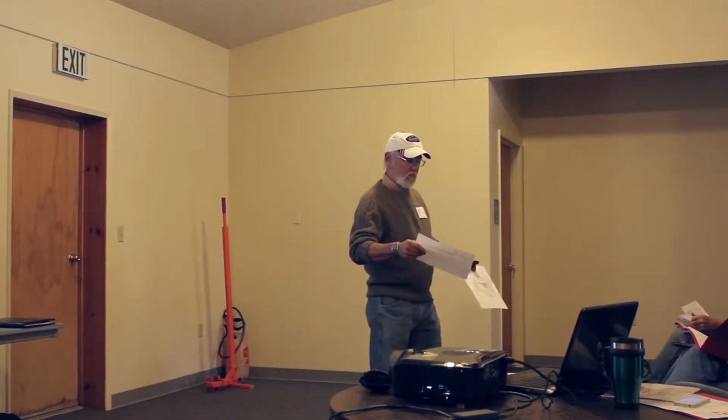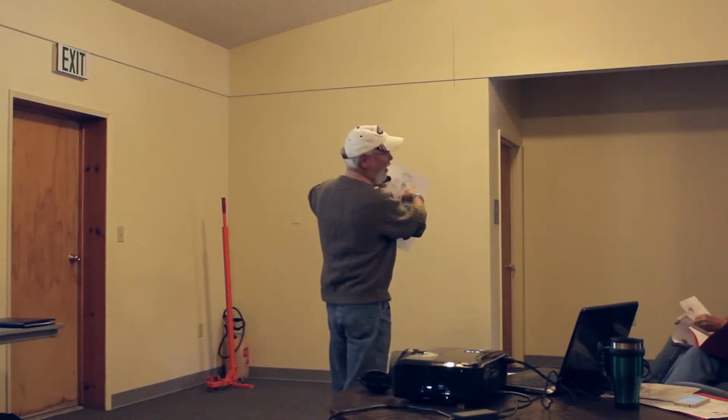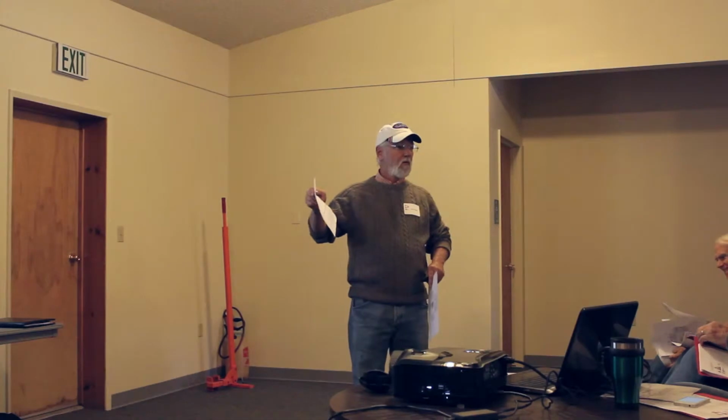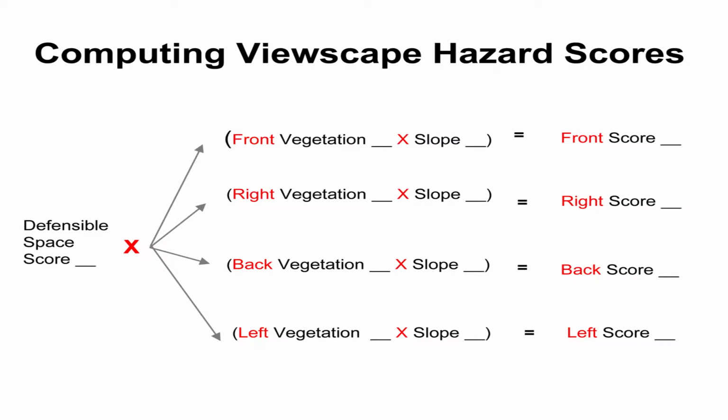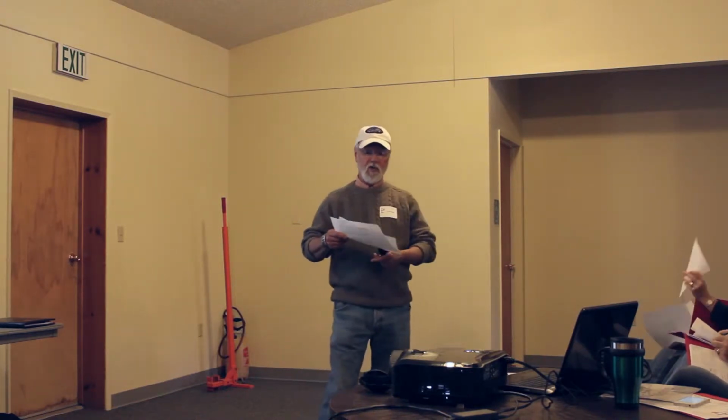In your handout, in your packet, there are a couple of sheets that look like this. One has a building in the middle and some information around it. The other, on the right-hand side of your packet, is this form for computing viewscape hazard scores. I went home last week after we had a meeting, knowing I'd have to talk with you all about this, and thought it would be better to do it on my own place so I could give you a real-world situation. It kind of scared me when I got finished.